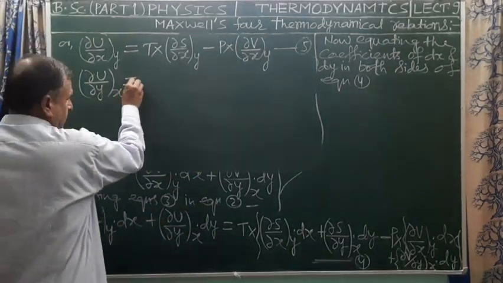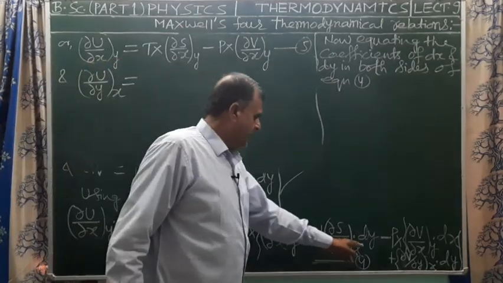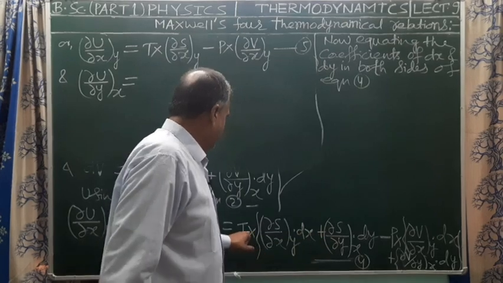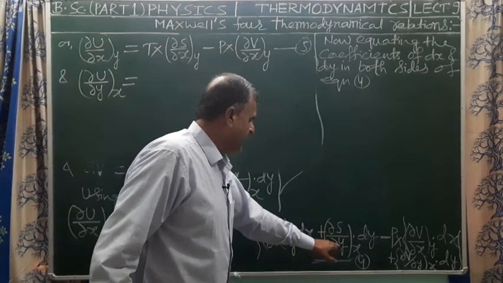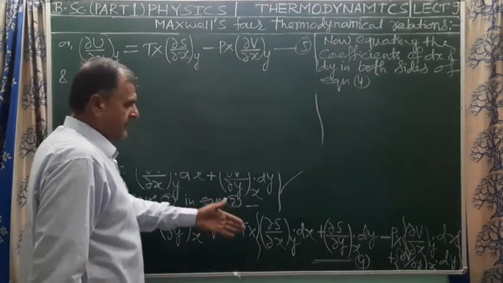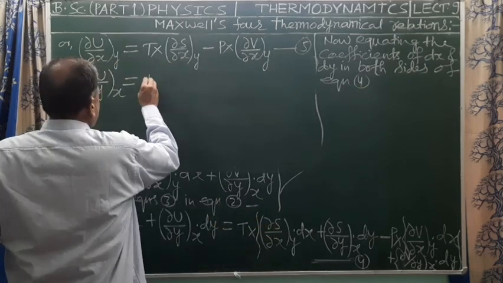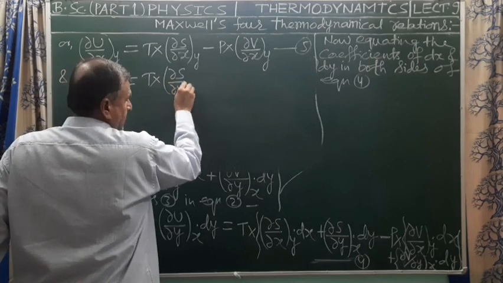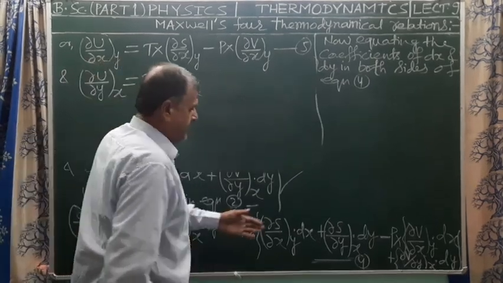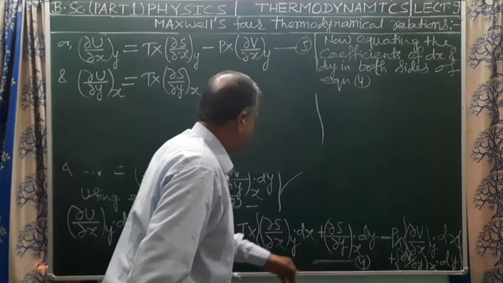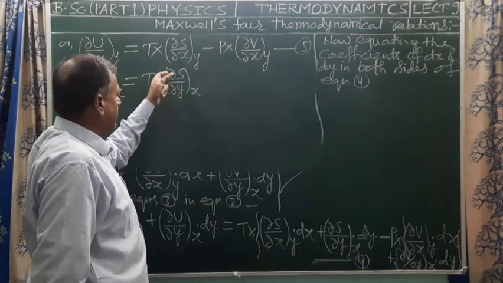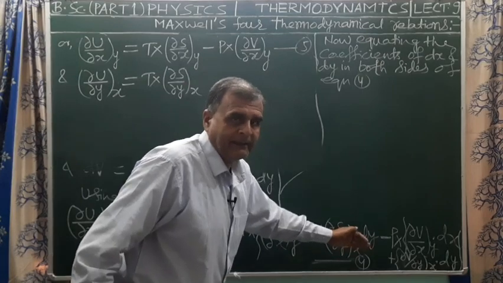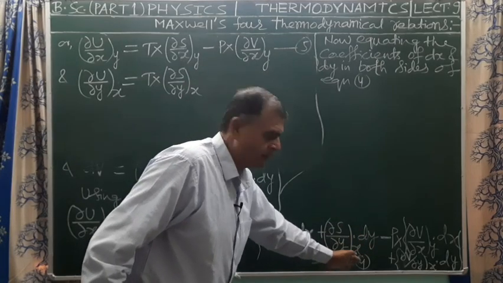So in RHS we can write, the coefficient of dy in the first term of RHS of equation 4 is capital T multiplied by del S upon del y at constant x. So T multiplied by del S upon del y at constant x is the coefficient of dy in the first term of RHS of equation 4.